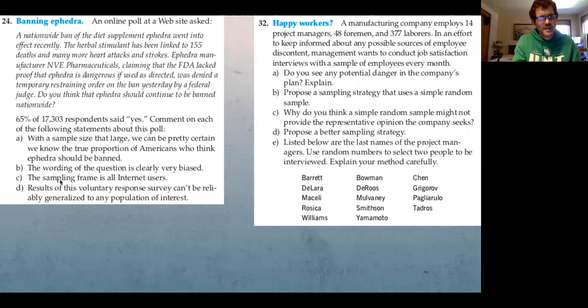Okay, the sampling frame is all internet users. So remember, sampling frame is all the people who could respond to this survey. And they're saying anyone on the internet could respond to this. And in one sense, that's true, but really the sampling frame is everyone who goes to this particular website, not all internet users. A very small fraction of internet users are going to go to this website. So the sampling frame is really people who go to this website, if that makes sense.